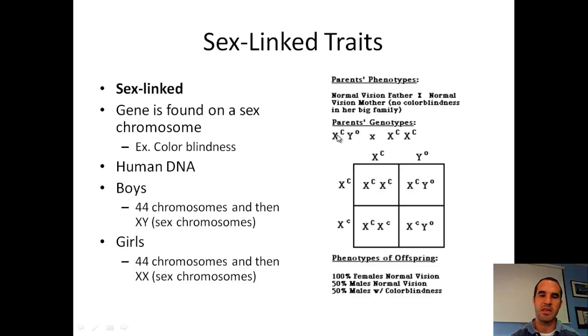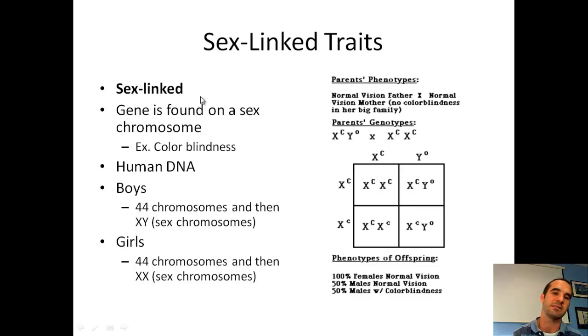So if you're a male and on your X chromosome you inherit the trait for colorblindness, you don't have another X chromosome like the female that can help give you the trait for normal vision. So if on your X chromosome you inherit colorblindness, then you don't have another X chromosome that could also carry that allele for normal vision. And so that's why males have a higher percentage of colorblindness.